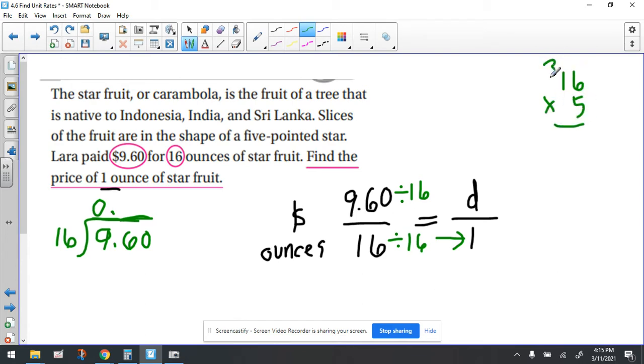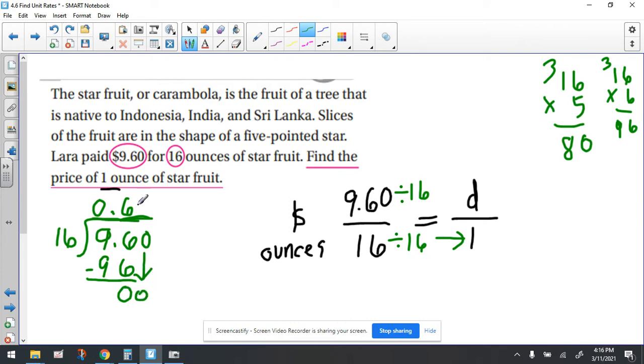This would give us the 30. Here we have the 5, and the 3 more would be 80. So if you're not sure if that's going to work, then you would also want to try the 6. Here we get the 36. 6 plus 3 would be 96. So that works out to be exactly what we're looking for, right? So let's put the 6 here and the 96 here. Subtract. We get nothing left over. We'll bring down this 0. And 16 goes into that 0 times.